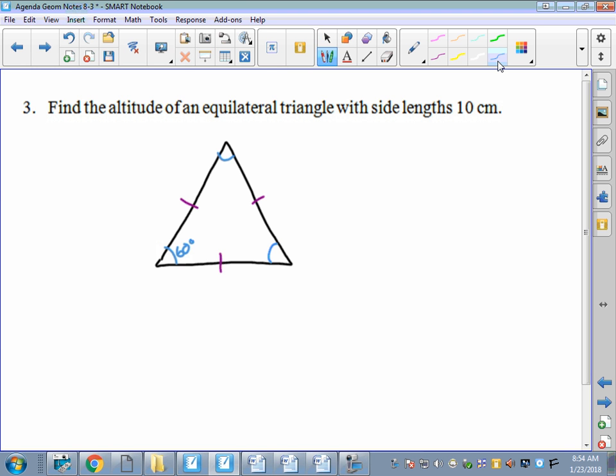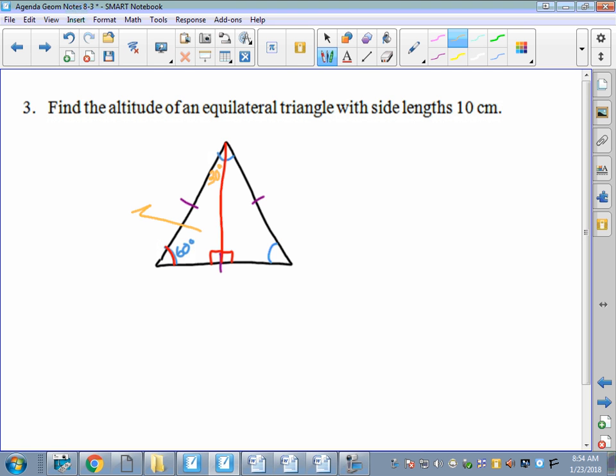So it says to find the altitude. What's an altitude's one and only job? It comes from the vertex and forms a 90-degree angle. So that means I should mark that on the other side. If that's a 90 and this guy right here is a 60, how many degrees do I have left for this top angle up here? I've got a 30-degree angle.